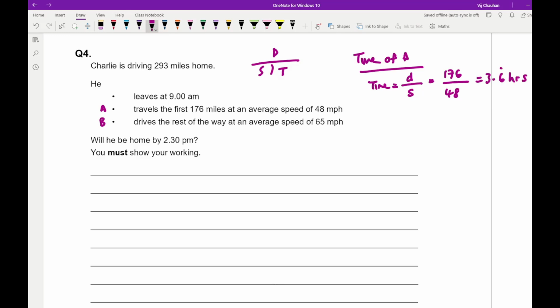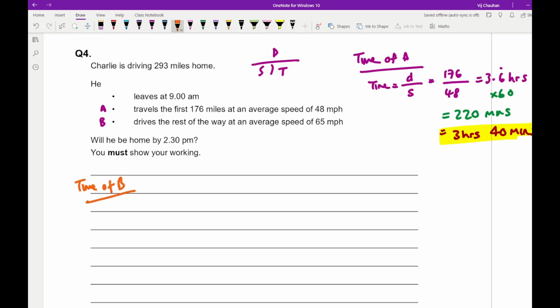Now obviously I need to convert that into hours and minutes, so if I multiply that by 60, that then becomes 220 minutes, which I can then convert into hours and minutes, knowing that 60 minutes is in an hour. So this is going to be 3 hours and 40 minutes. And let's just highlight that for when I come back to it. Now the next thing I then need to do is work out the time of B.